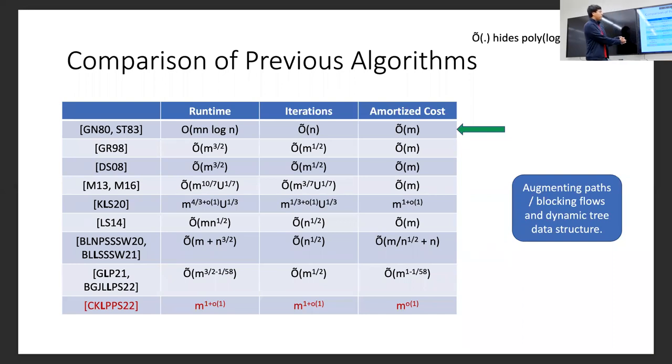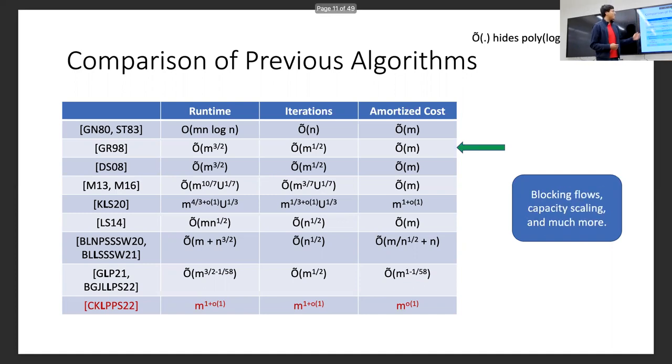One way you can think of their runtime is that they have some number of iterations, something like n or m iterations. And in every iteration, they can compute a set of blocking flows in linear time using some dynamic shortest path type data structures. The path-based work on max flow culminated in the work of Goldberg and Rao in '98, which showed that you can compute max flow in capacitated graphs.